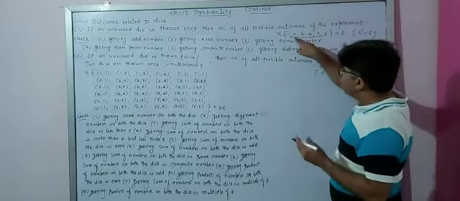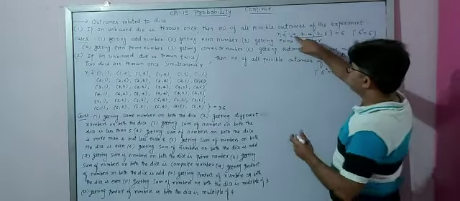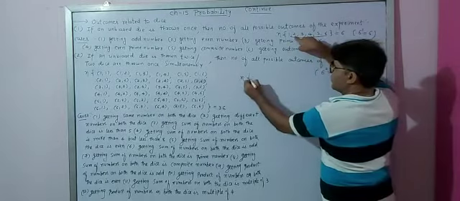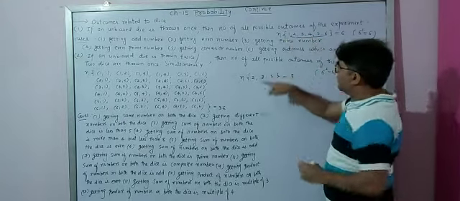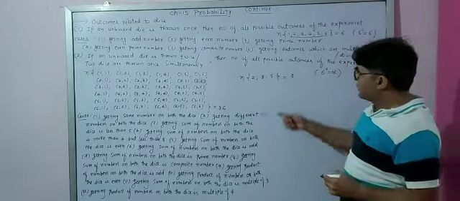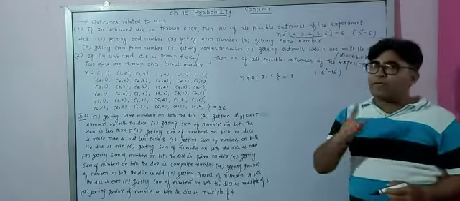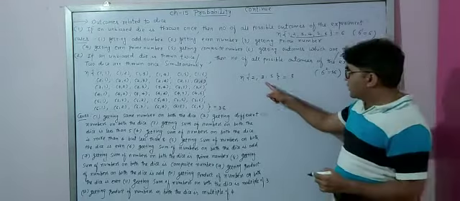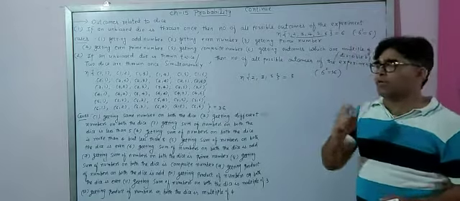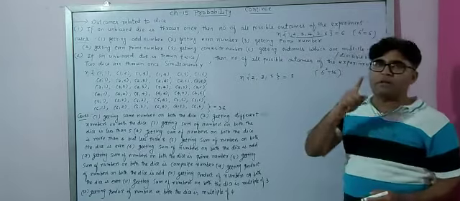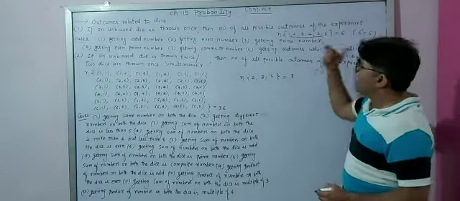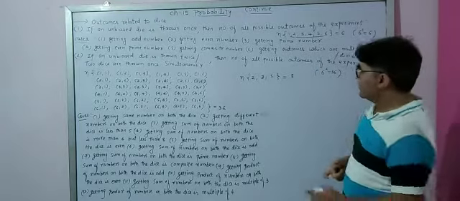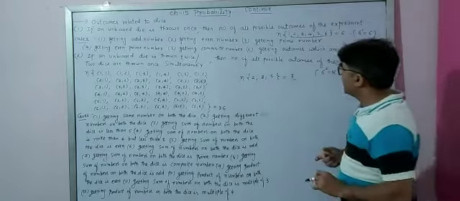So which numbers will be included in the prime numbers? 2, 3 and 5. These will be included in the prime numbers. 2 is divisible by 1 and 2 only. 3 is divisible by 1 and 3 only. 5 is divisible by 1 and 5 only. That's why they are included in the prime number category. So 3 outcomes will be there.